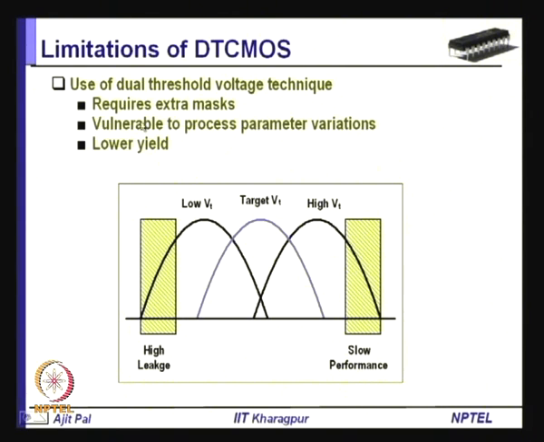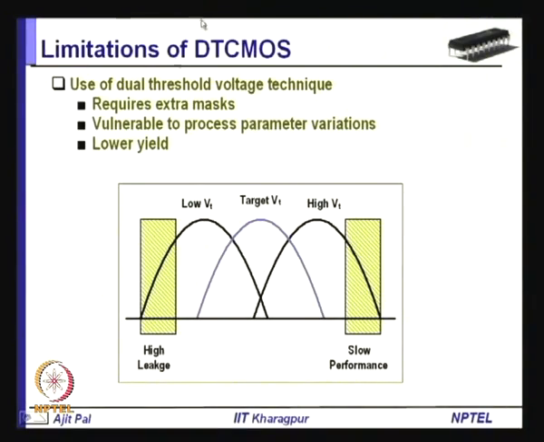So, here you can see this use of the dual threshold CMOS technique not only requires extra masks, but is also vulnerable to process parameter variations, and this leads to lower yield. That means this dual threshold CMOS implementation has an inherent limitation of lower yield. Whenever you switch from single threshold implementation to dual threshold implementation, there is a possibility of smaller yield. So, we use the dual threshold technique to reduce leakage power, but as you do so, it is vulnerable to process parameter variation, leading to lower yield.